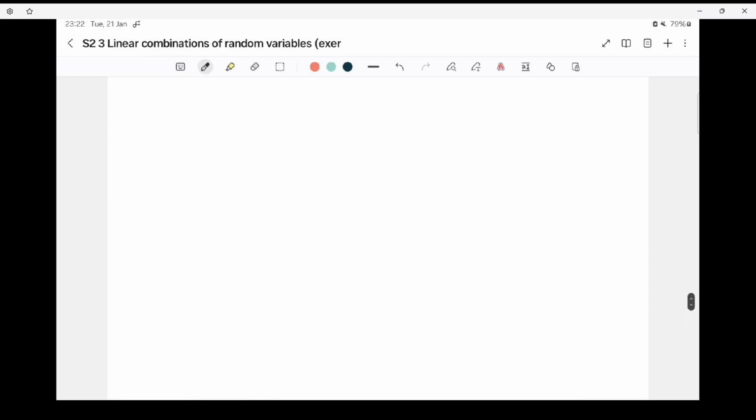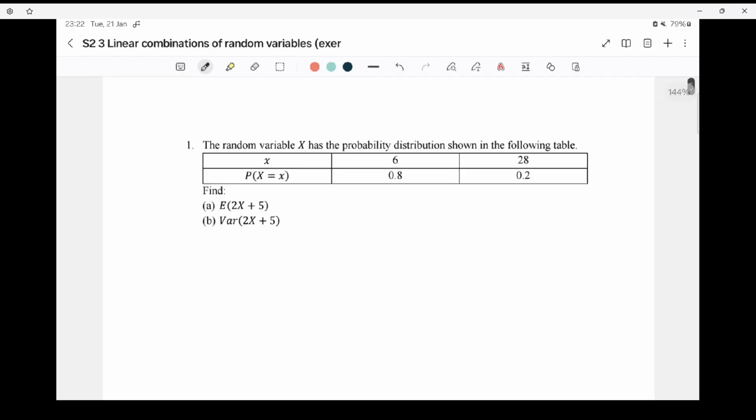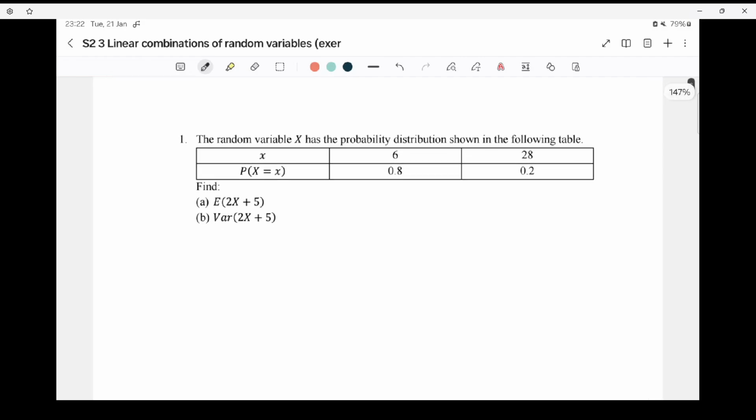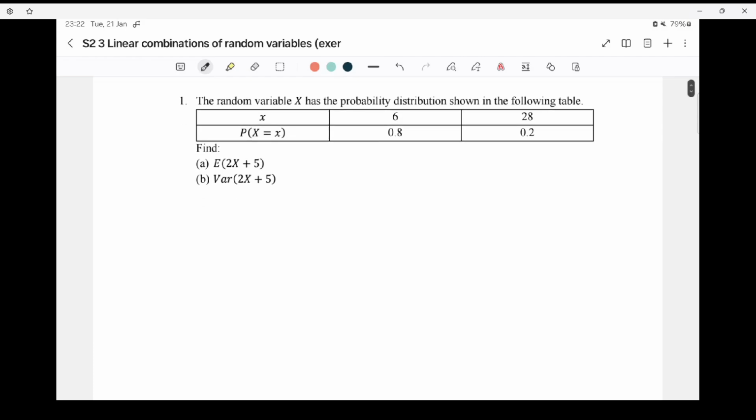So now let's look at some exercises that I found from the textbook. First one, the random variable x has probability distribution shown in the following table. Find E(2x plus 5) and the variance of 2x plus 5. So what you need to do first is to find E(x).